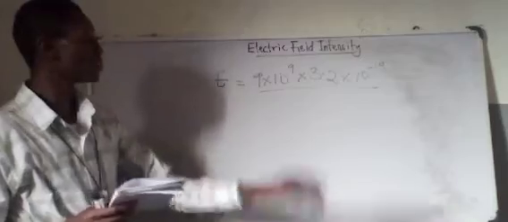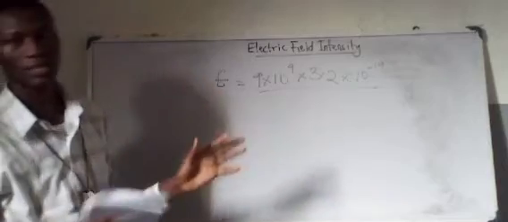So we can go ahead and impute our values into the equation. When we do that, we have E equals 9 times 10 raised to the power 9 multiplied by 3.2 times 10 raised to the power minus 19. Remember, when you are solving, you don't include the negative sign. This sign just indicates that the charge we're talking about is negatively charged. So we don't indicate it when solving.